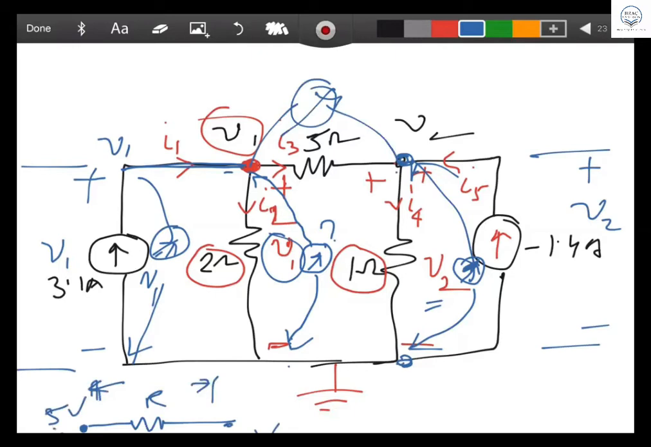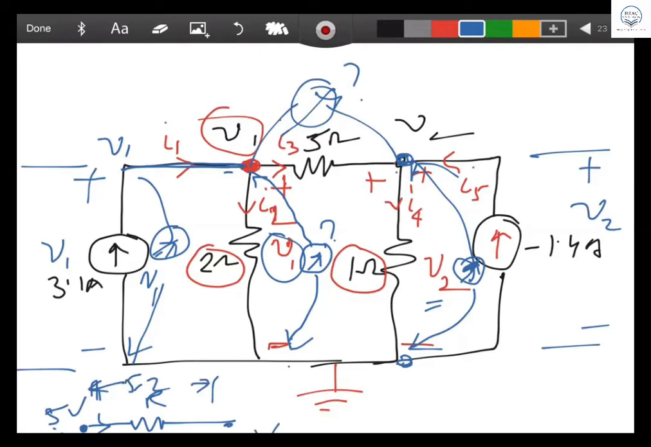You said 5 minus 2 because current is flowing this way, from high potential to lower potential. What happened to the 5 ohm here? What is this voltage? Sir, V1 minus V2. Why did you not say V2 minus V1? Why do you say V1 minus V2? You're right, but tell me.